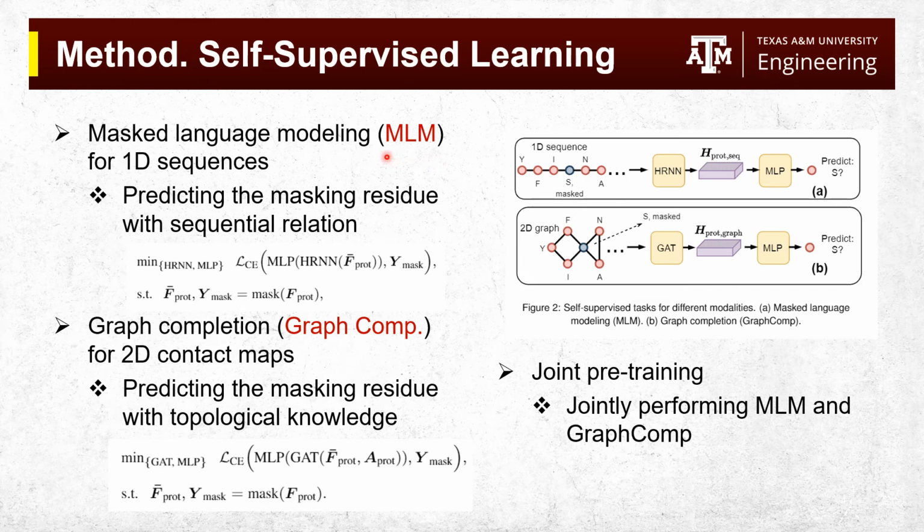To improve the quality of the representation learning in accordance with the label starvation problem, we introduced self-supervised learning. For the 1D sequence modality, we introduced masked language modeling, which tries to mask certain residues and predict the missing ones. Similarly, we introduced graph completion for the 2D modality model, also trying to mask and predict the missing residues, but based on the topological knowledge. And finally, we can integrate them together by joint pre-training.